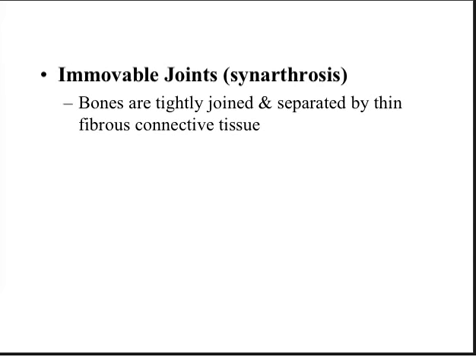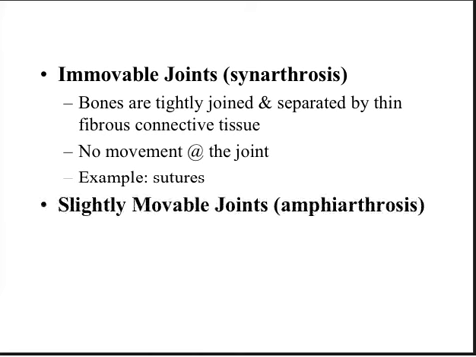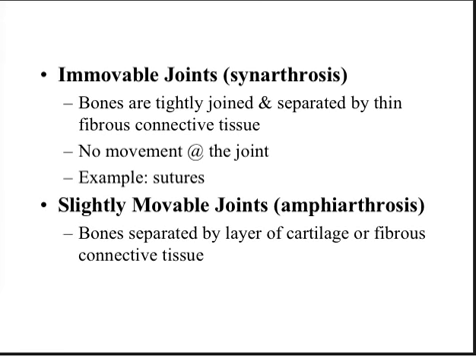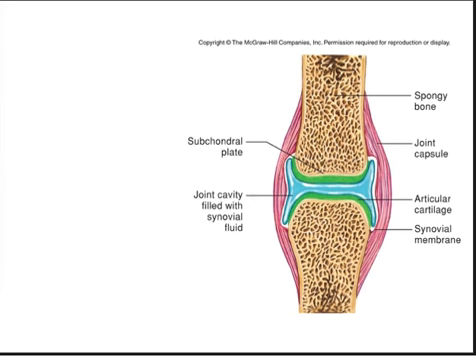So in synarthrotic joints, the bones are tightly joined by thin fibrous connective tissue. There's no movement. Examples include the sutures that we see in the facial bones and the cranial bones of the skull. Slightly movable joints are separated by a layer of cartilage or fibrous connective tissue. They show limited flexibility. Examples include joints between the vertebrae.